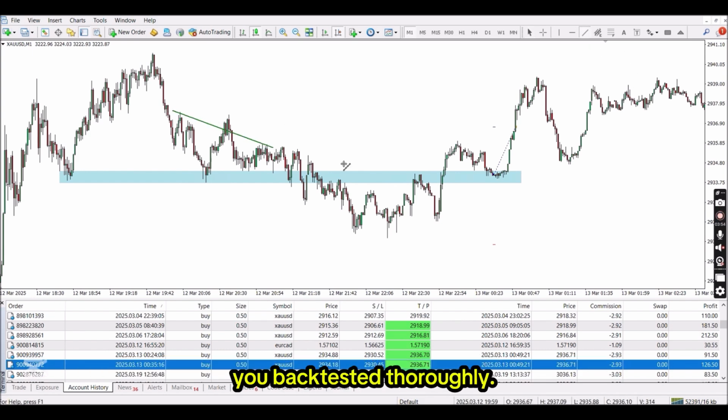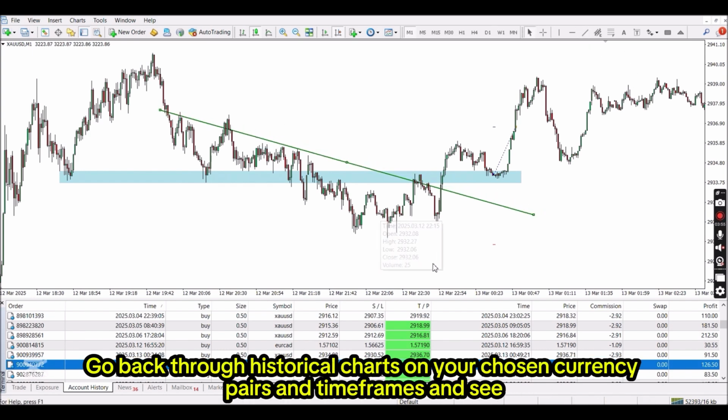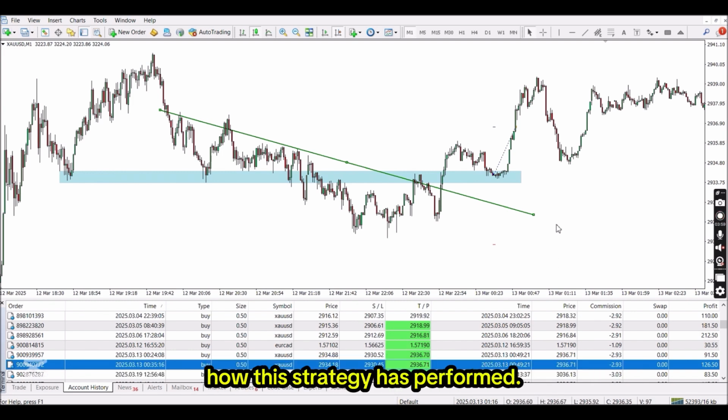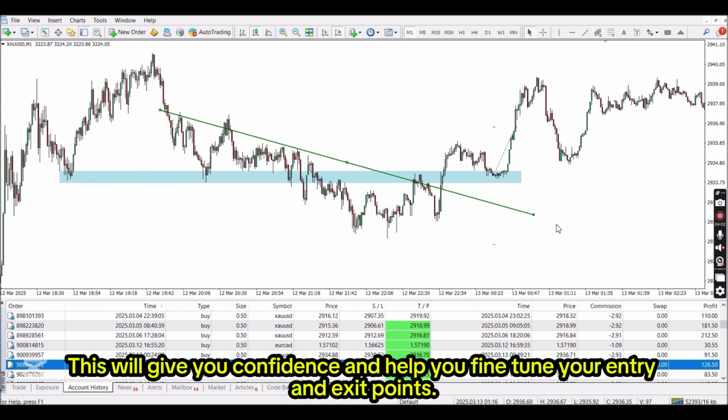Now, before you start using this strategy with real money, it is absolutely crucial that you backtest it thoroughly. Go back through historical charts on your chosen currency pairs and timeframes and see how this strategy has performed. This will give you confidence and help you fine-tune your entry and exit points.